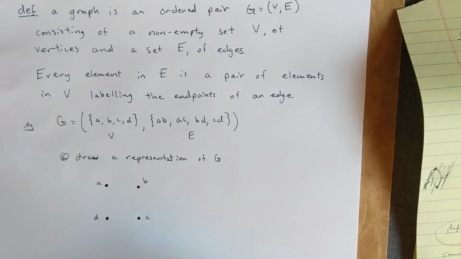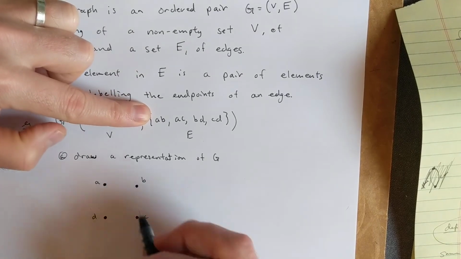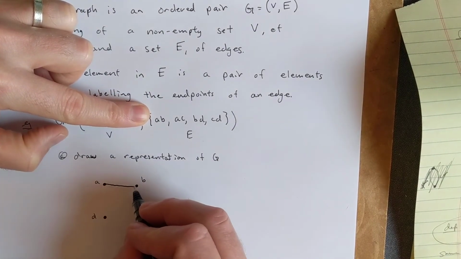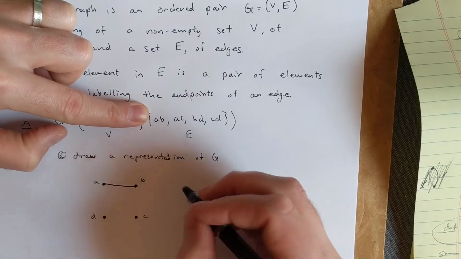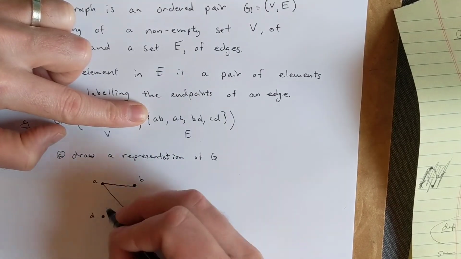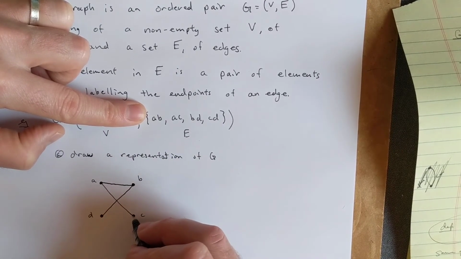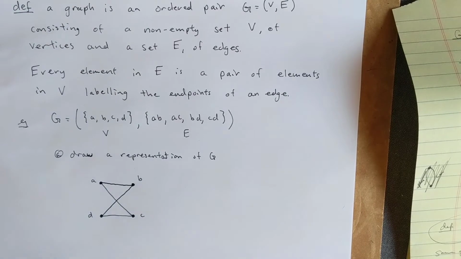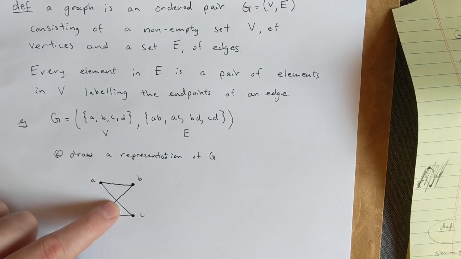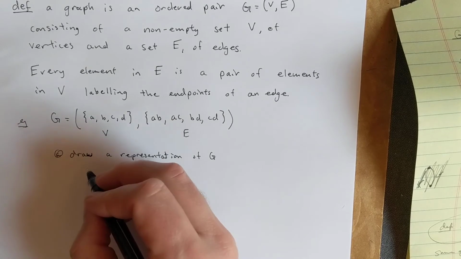So here are my 4 vertices, and then all I need to do now is connect them according to these rules. So the first one is A to B. The next one is A to C, B to D, and C to D. Okay, so here's a representation of that graph. Notice that the edges cross here, but there's no vertex here, so there's not really an intersection there. So here's one representation.